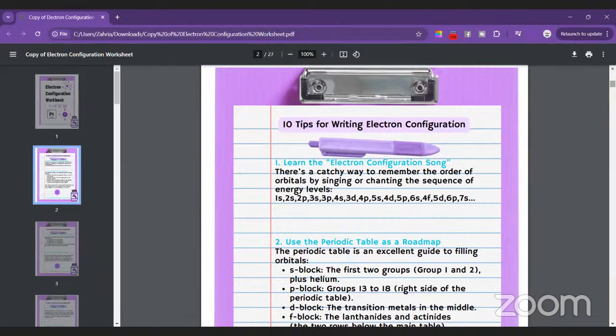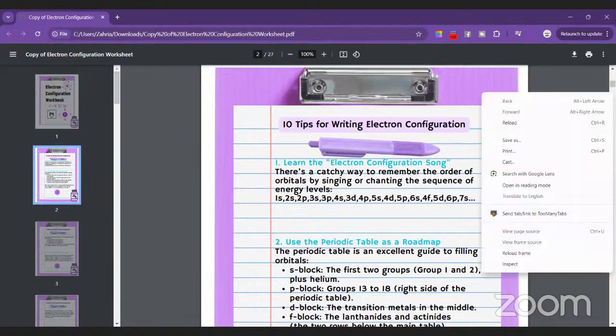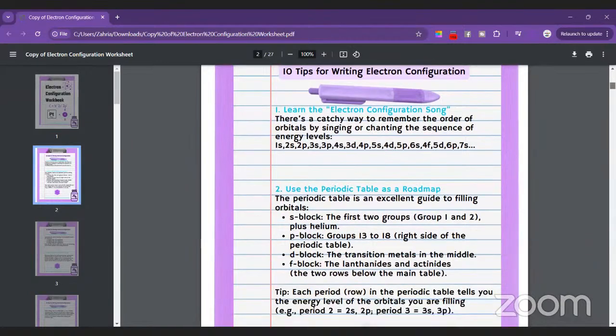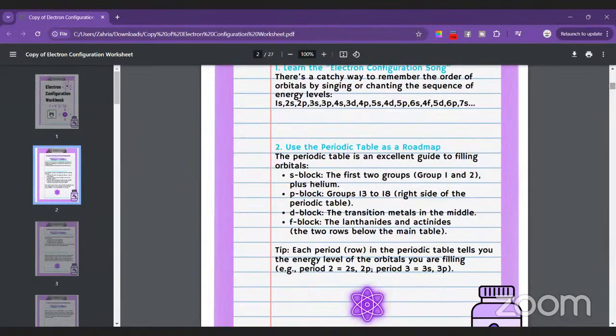But right here, when it comes to electronic configuration, there are certain orders that you have to follow. You want to make sure that you know how many electrons go in each block. The S block of elements has 2. That's like your first 2 groups. Skip groups 3 through 12, but when you get to groups 13 through 18, those have the P block elements, and they have 18.